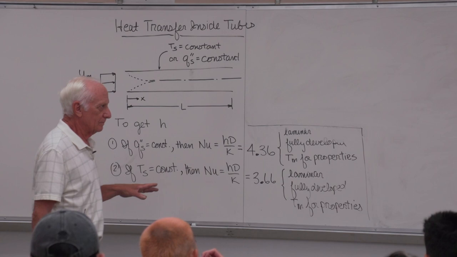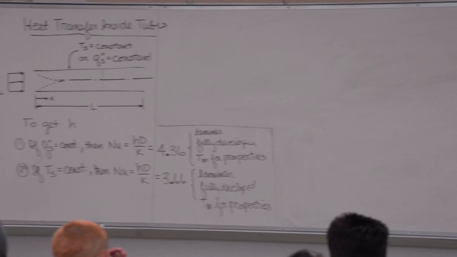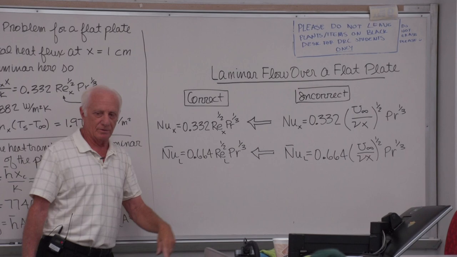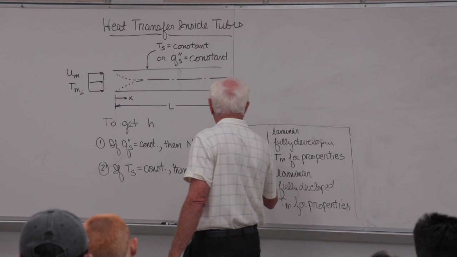If you go back to flow over a flat plate, the Nusselt number is not a constant. It depends on x and the Reynolds number. In this case, for these conditions, it's constant. Now, it's only valid for certain conditions.